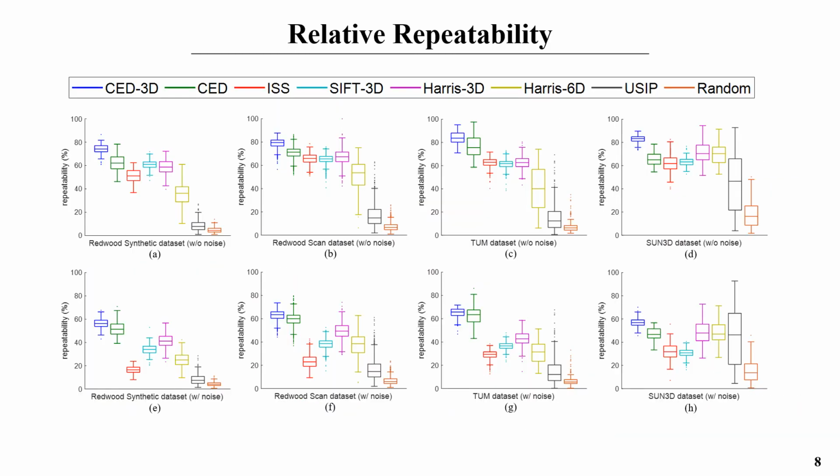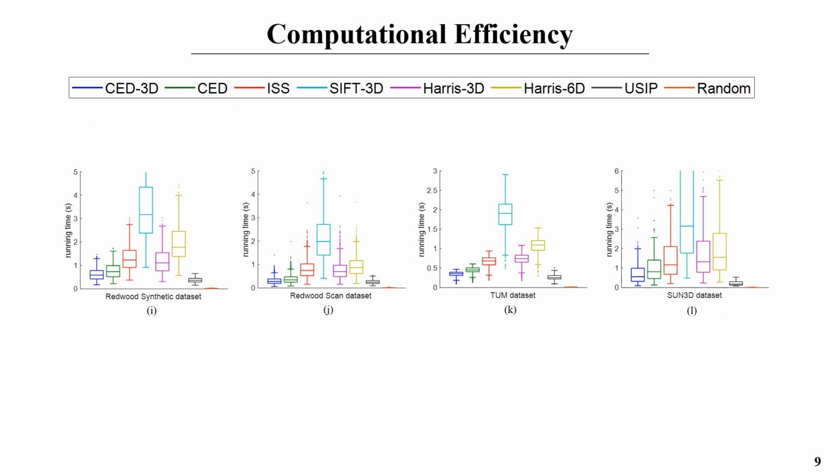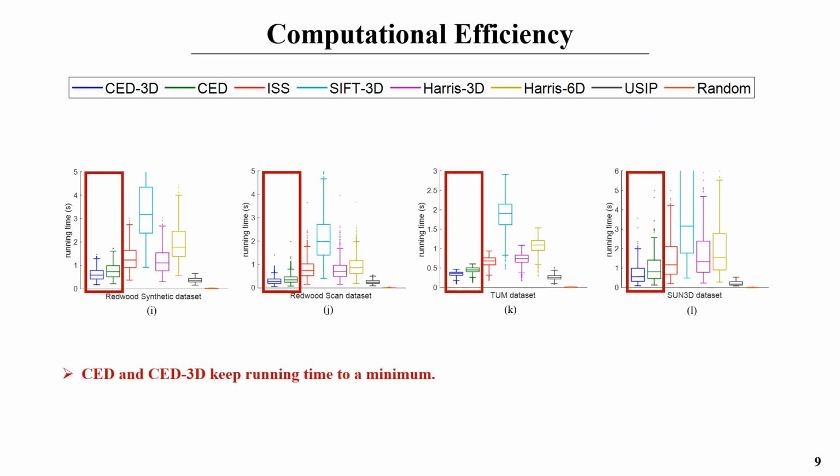We evaluate the performance of all methods on 4 standard datasets with and without noise added. The result shows that our proposed SAT and SAT3D detectors can achieve the highest repeatability across all datasets. In terms of computational efficiency, SAT and SAT3D can keep running time to a minimum. They are faster than all methods except for the random keypoint selector and the USIP detector, which is a learning-based method that requires additional GPUs.